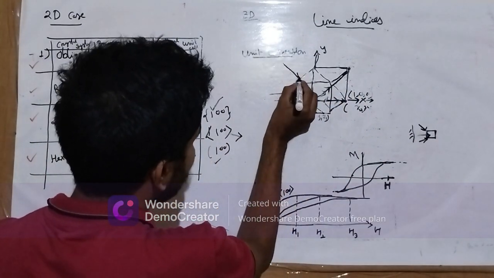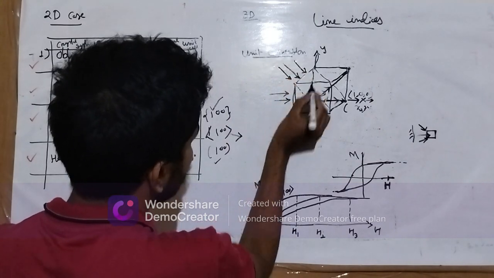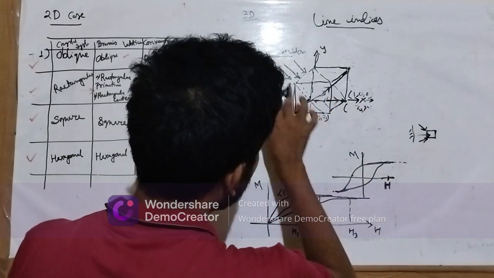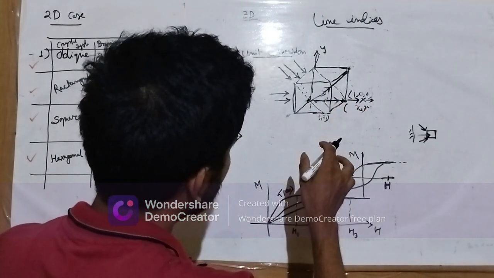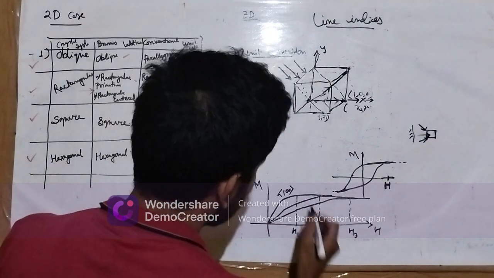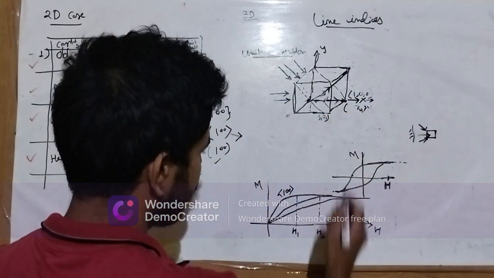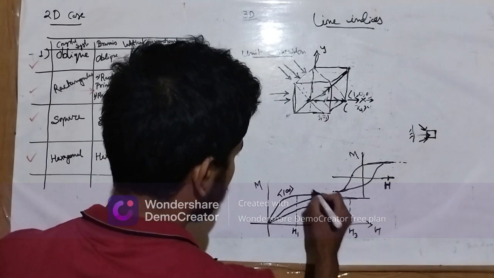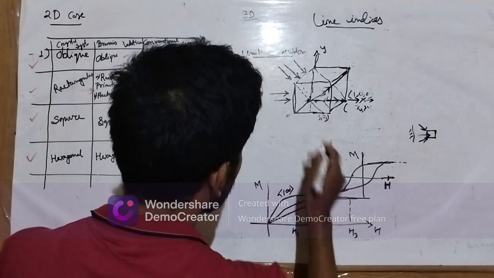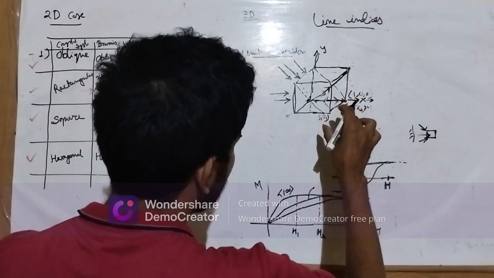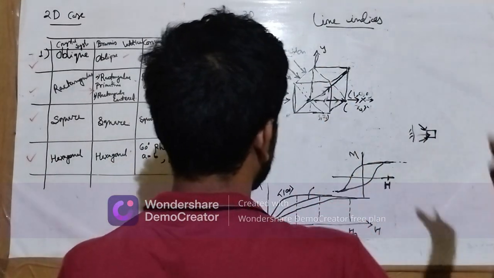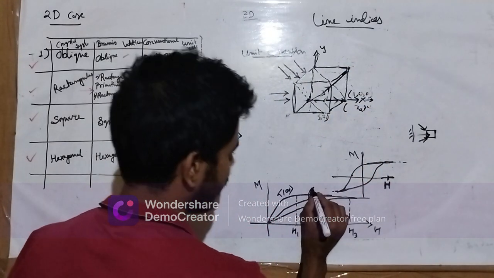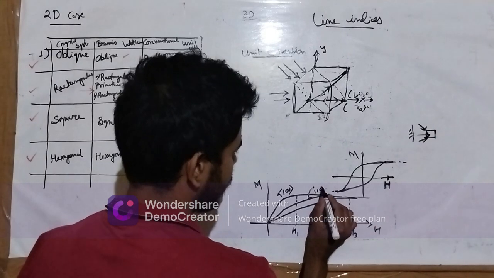We apply the magnetic field in this direction along this plane. I hope you already know this type of plane we consider. If we apply the magnetic field along this plane, then this is the saturation magnetic field H2. We have to calculate the direction at this point. Let's suppose [1 1 0].